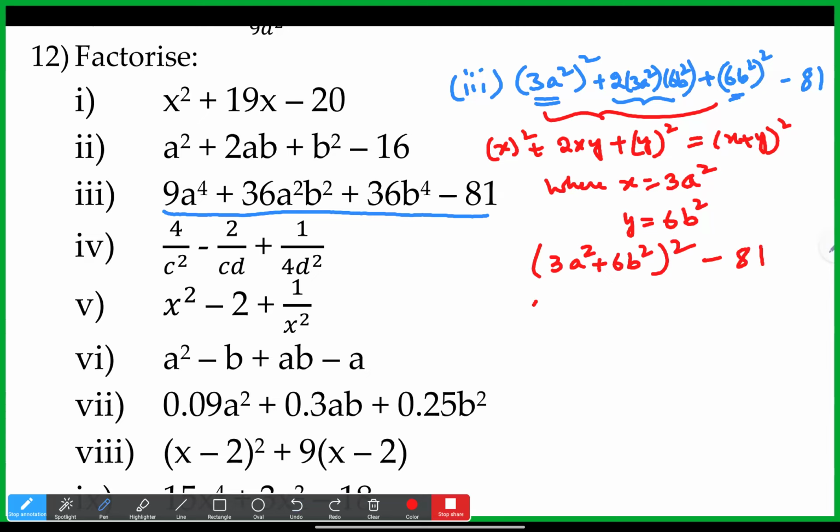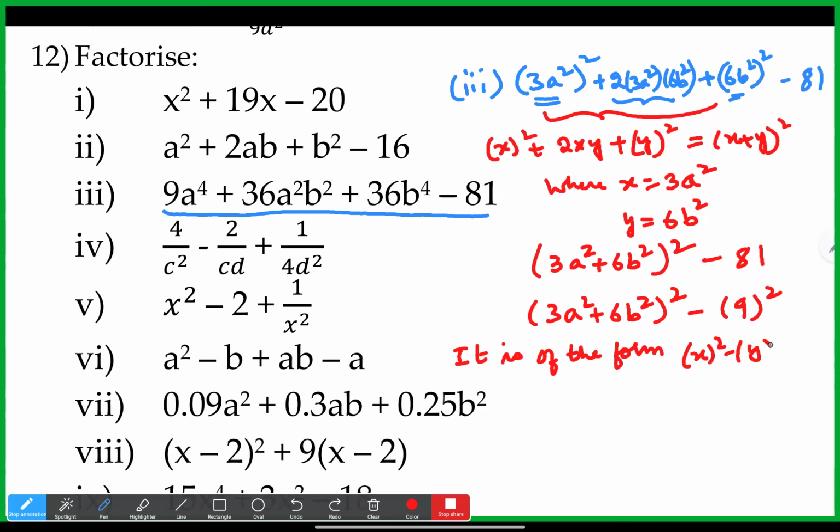Any doubt, Maisha? Once check. Now 81 we will write as 9 square. Again, it looks like a square minus b square. The above step is of the form x square minus y square, which is equal to x plus y into x minus y, where x is equal to 3a square plus 6b square and y is equal to 9.